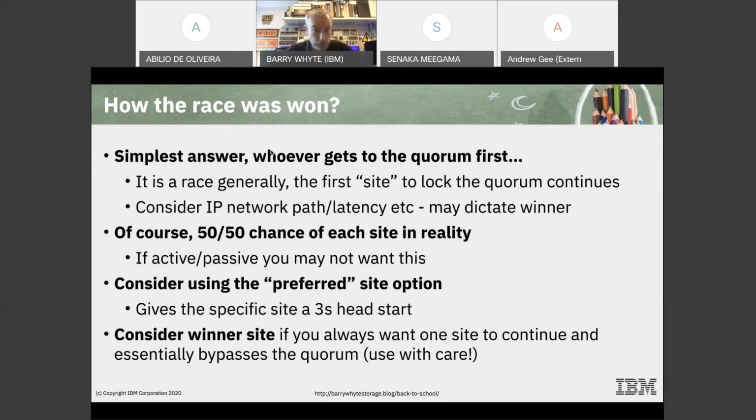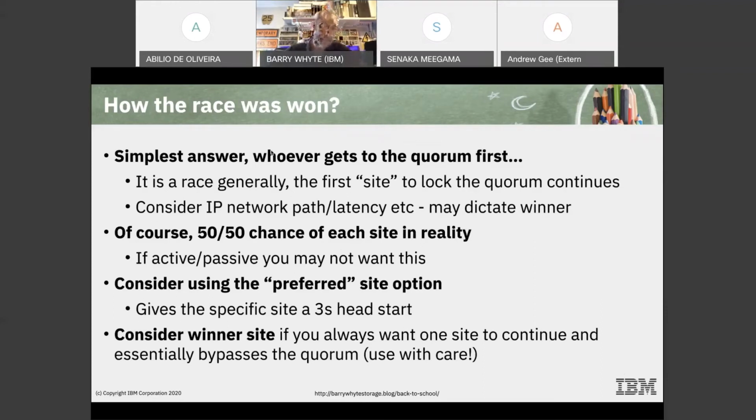How is the race won? Well, the simplest answer is whoever gets to that quorum first. Generally it's a race, so the first site that gets in and locks it will be the one that wins it. So again, consider the network path that's going to happen for each of the sites. That latency may dictate who the winner is. And because of that, there's a 50-50 chance of each site in reality winning.